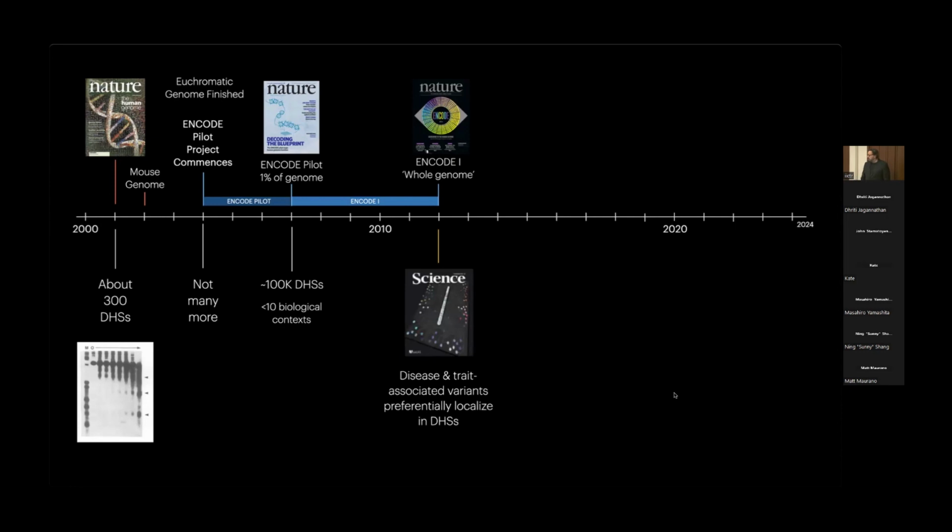And at this time also, there was enough data, and in parallel, there was a parallel stream going on, which is basically starting with HapMap and GWAS, et cetera, that enough data had accumulated by that point that we were able to put two and two together and figured out that GWAS variants, et cetera, the trait-associated variants, were localizing within regulatory DNA.